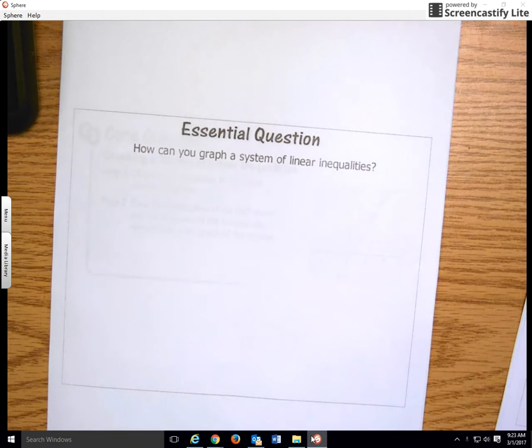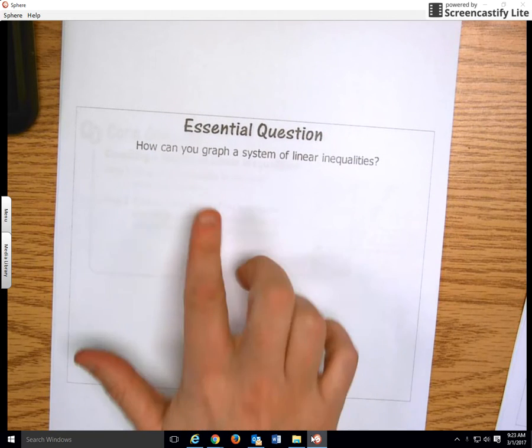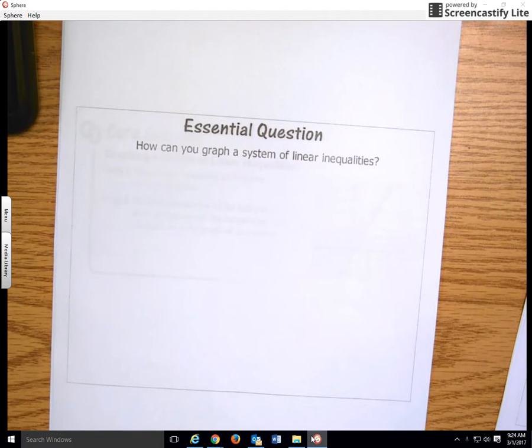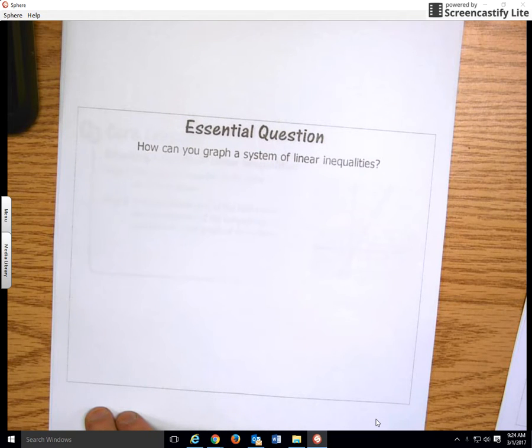Okay, we're still looking at the essential question of how you can graph a system of linear inequalities. Last time we saw how you could check the answer, but we really didn't see how to find the answer. We didn't actually do any graphing, so let's do that this time.